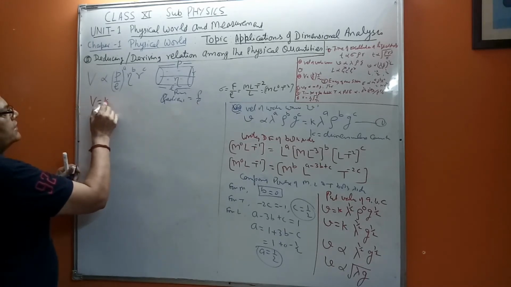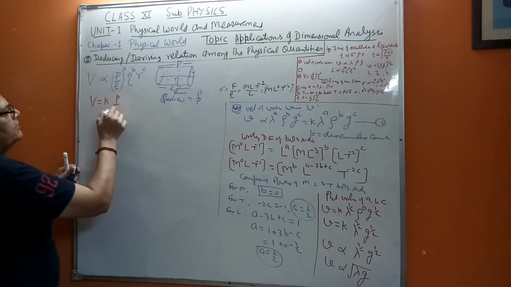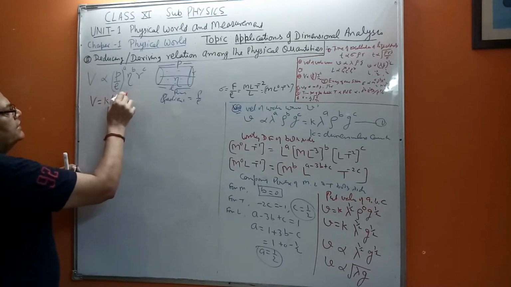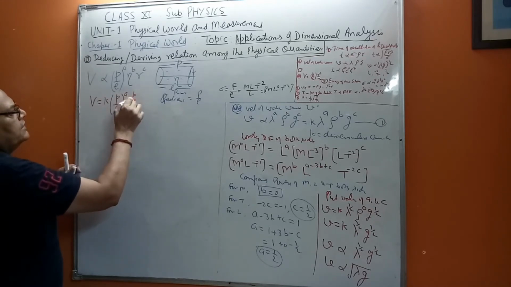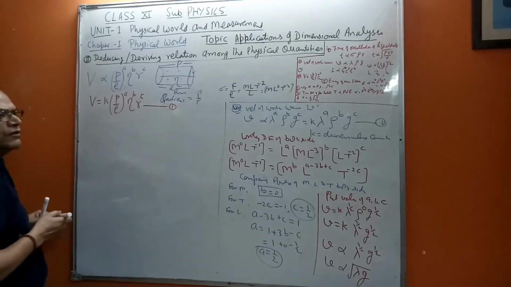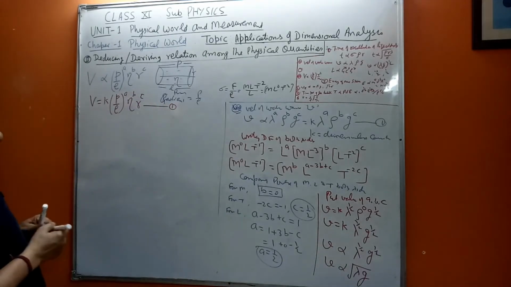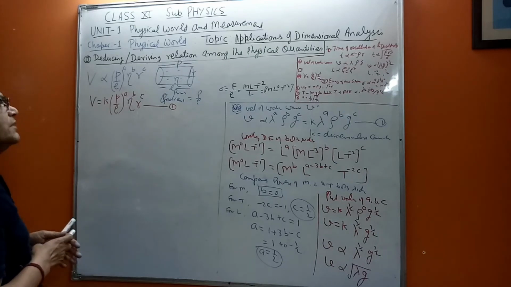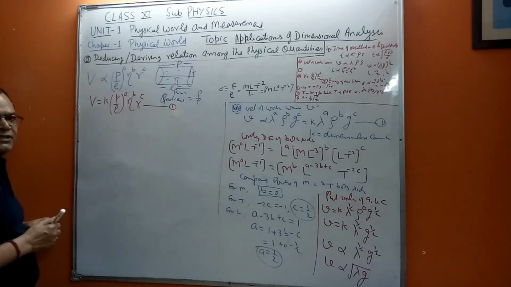There will be some constant K, and that is (P by L) raised to power a, eta raised to power b, R raised to power c. Say this is equation 1. So I think now you are becoming very smart, so you can easily write down the dimension formula.